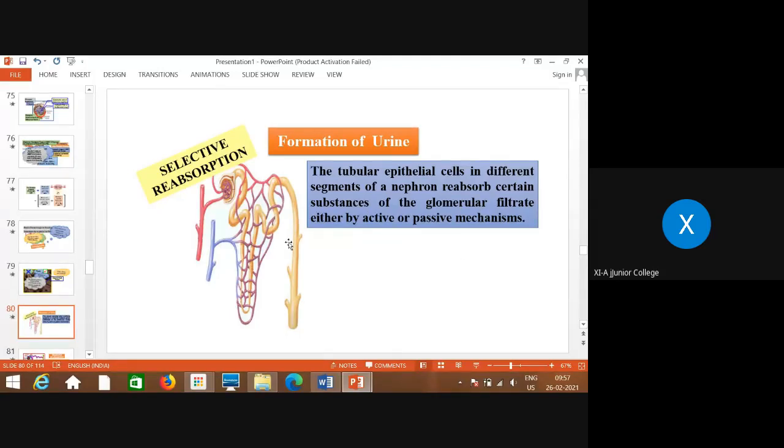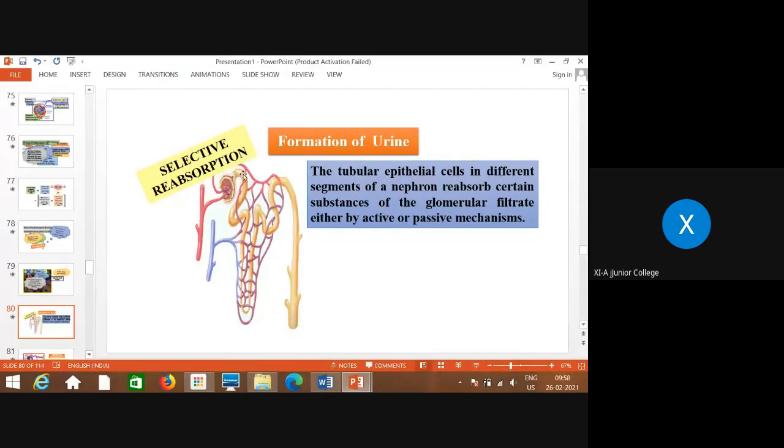Now this selective reabsorption may be passive. For example, water is generally reabsorbed passively. Passive, as I told you, means energy is not required or consumed, whereas active means where ATP is utilized. The water which is contained in this filtrate can be reabsorbed by the walls of this PCT.